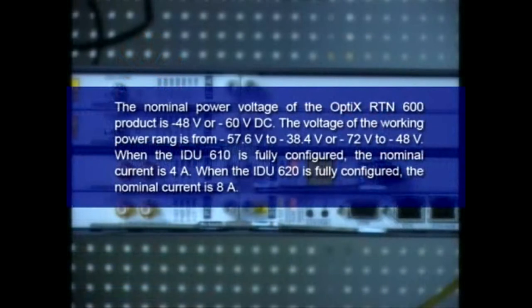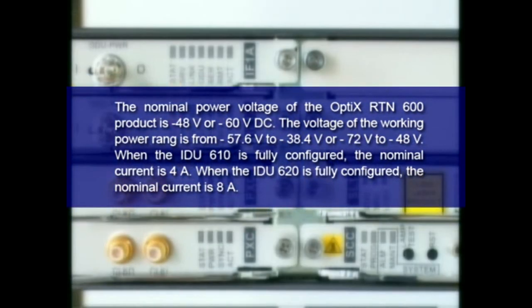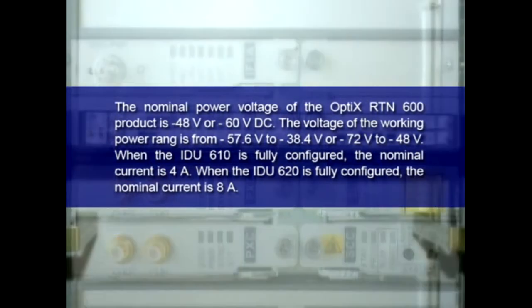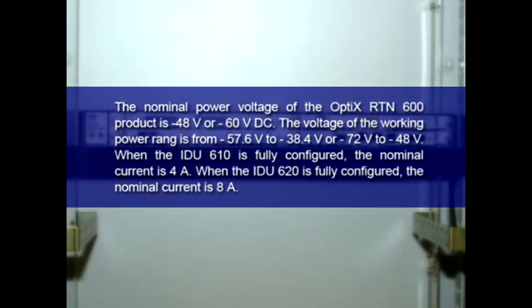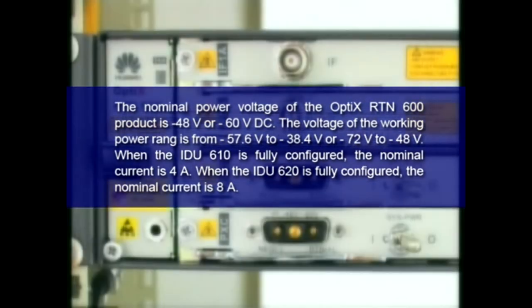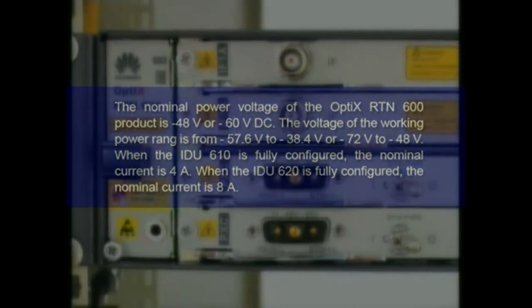3. Installing the power cable. The nominal power voltage of the Optics RTN 600 product is -48 V or -60 V DC. The voltage of the working power ranges from -57.6 V to -38.4 V or -72 V to -48 V. When the IDU 600 is fully configured, the nominal current is 4 A. When the IDU 620 is fully configured, the nominal current is 8 A.